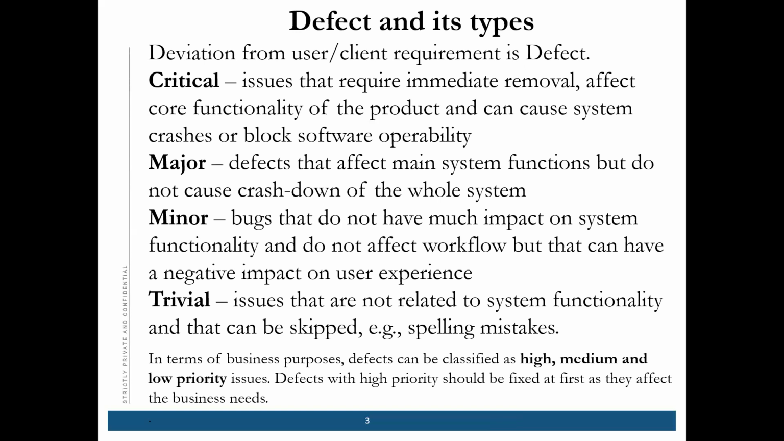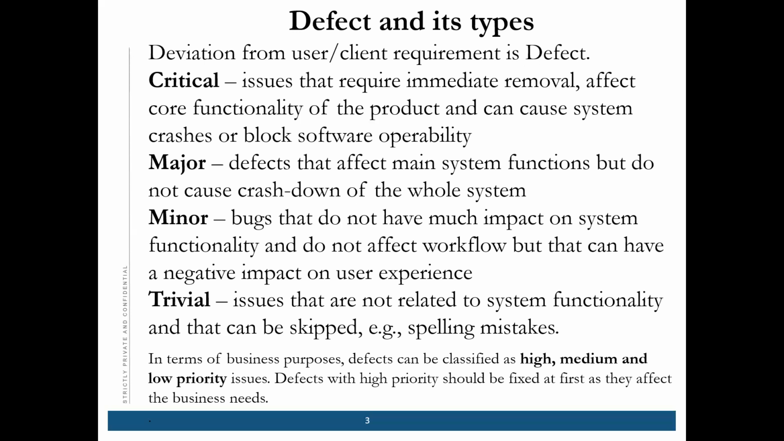Correct. So deviation from user or client requirement is a defect, which is correct. Now coming to critical, major, minor, trivial, these are all the different types of defects. If it is a critical defect, that means you have to resolve it immediately. If it is a blocker for your testing or a blocker for your development, then it should be fixed immediately.